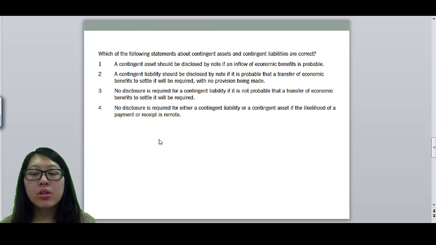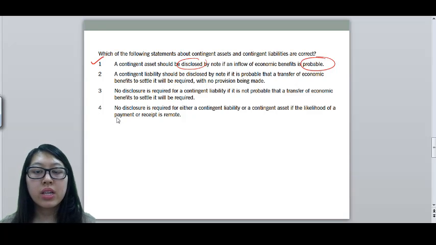Okay, now let's take a look at this question. Which of the following statements about contingent assets and contingent liabilities are correct? 1. A contingent asset should be disclosed by note if an inflow of economic benefits is probable. Okay, two words here are disclosed and probable. This is in fact correct if you refer to our slide before. Next, a contingent liability should be disclosed by note if it is probable that a transfer of economic benefits to settle it will be required with no provision being made.